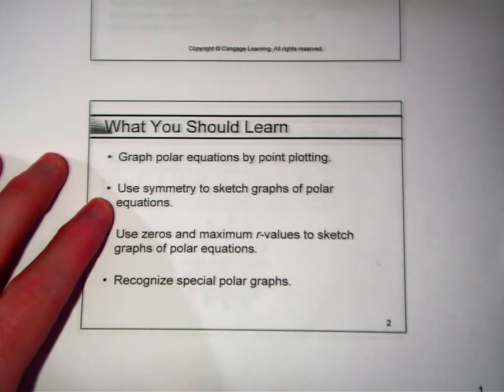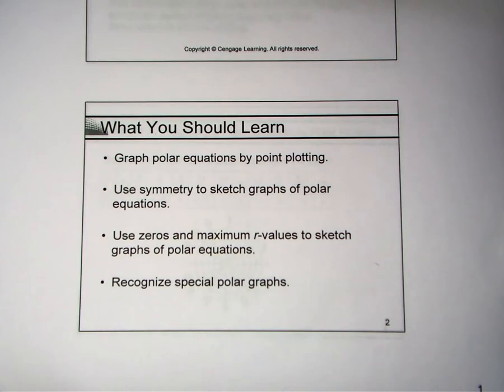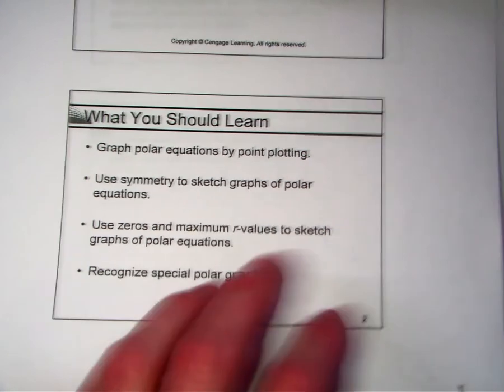All right. We're going to be graphing them by plotting points. We're going to be using symmetry to kind of save ourselves some time. You can usually cut your graphing in half and then just flip it over. Use zeros and maximum R values to help sketch the graphs of some polar equations. And then we're going to try to be able to recognize special polar graphs that will help us save some time just by knowing some of those characteristics of some of those common special ones. Then you only have to look for certain points in order to graph it.